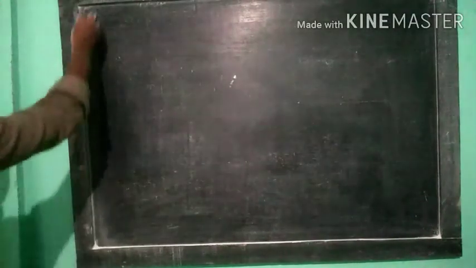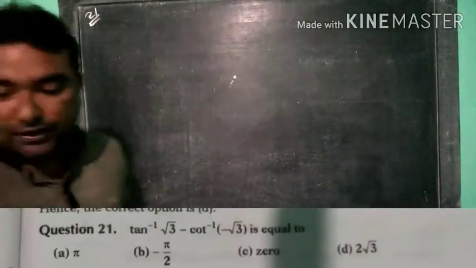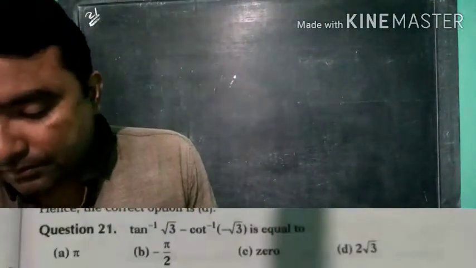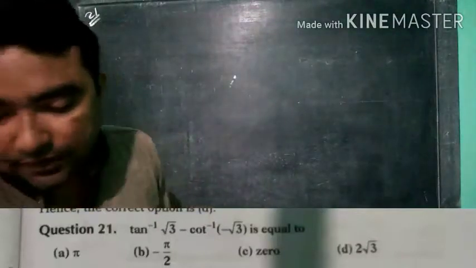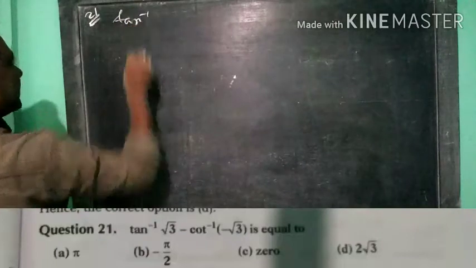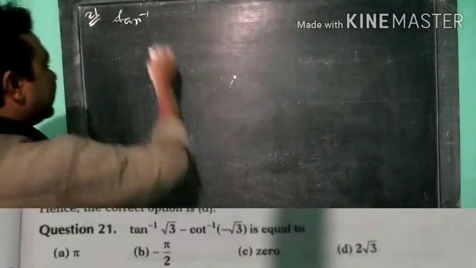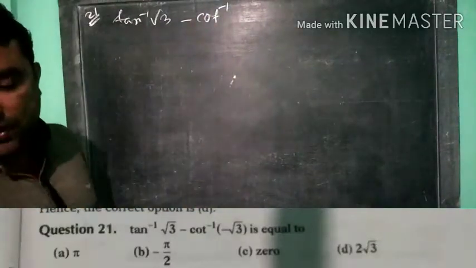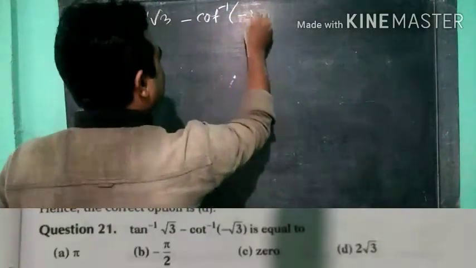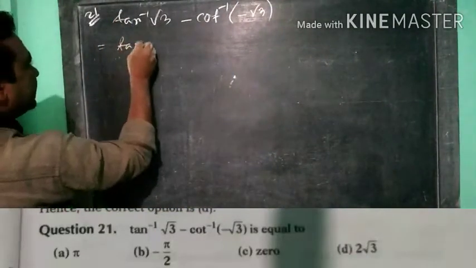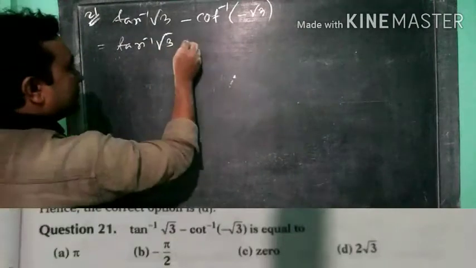Okay. Now we are going to solve question number 21. So question number 21 is what? Tan inverse of root 3 minus cot inverse of minus root 3 is equal to. Here the values are given. So this is given here: tan inverse of root 3 minus cot inverse of minus root 3.